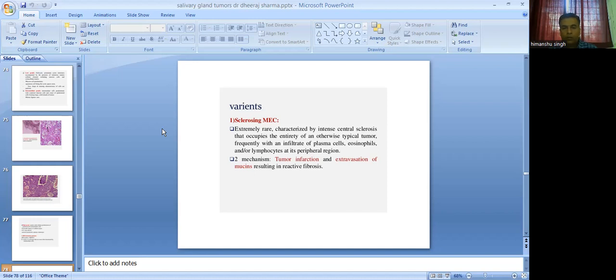Two mechanisms are involved. First is the tumor infarction, and second is the extravasation of the lesions, which is resulting in the reactive fibrosis.